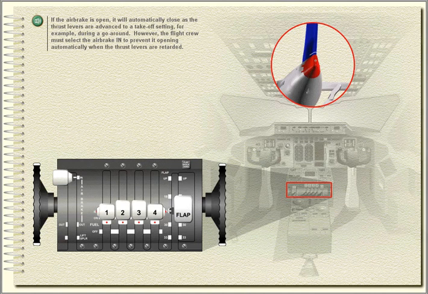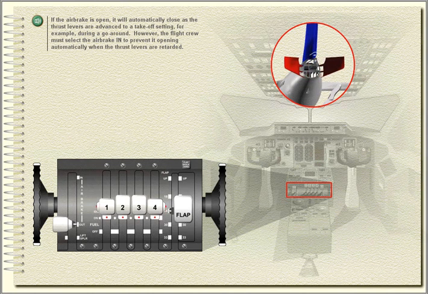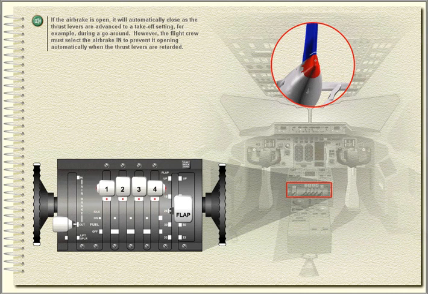If the air brake is open, it will automatically close as the thrust levers are advanced to a takeoff setting, for example, during a go-around. However, the flight crew must select the air brake in to prevent it opening automatically when the thrust levers are retarded.